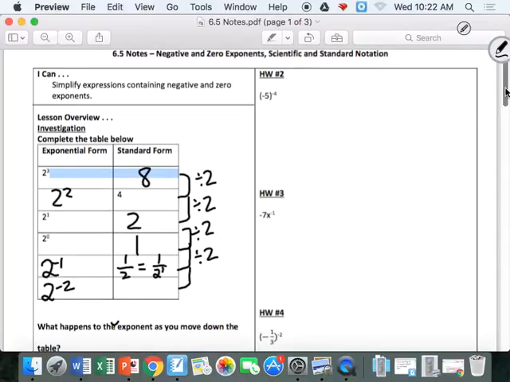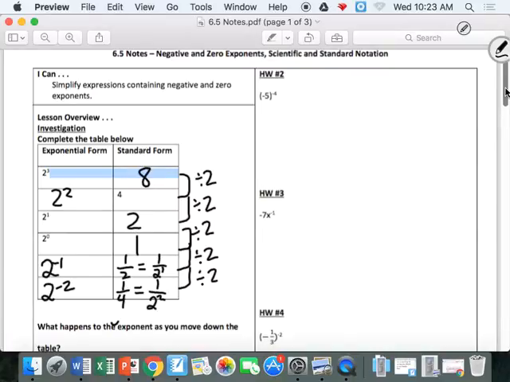If I divide this by 2, what's 1/2 divided by 2? 1/4. Right? Do you agree with me that 1/4 could be written as 1 over 2 to the second power? Yes. Okay. So, what is our conclusion then about a 0 exponent?